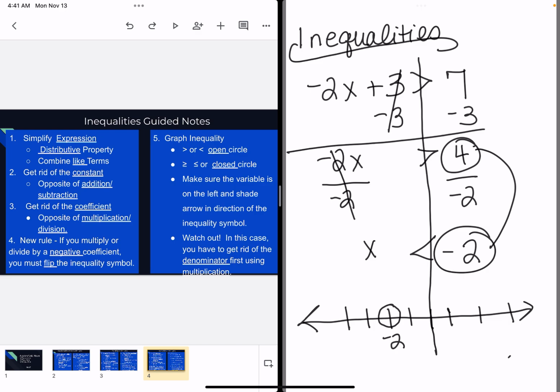However, if it was less than or equal to negative 2, that's when I would shade it in. I would do a closed circle. So that's what a closed circle looks like. But in this particular case, it's an open circle. Make sure your variable is on the left, which it is. X is on the left of negative 2. Then you're going to shade in the direction of the inequality symbol. What I mean by that is make that inequality symbol look like an arrow, and you're going to shade in that direction. So I'm going to shade in this direction right here.